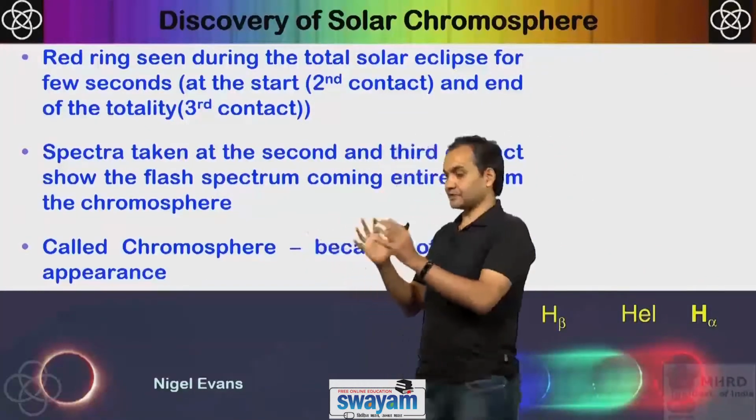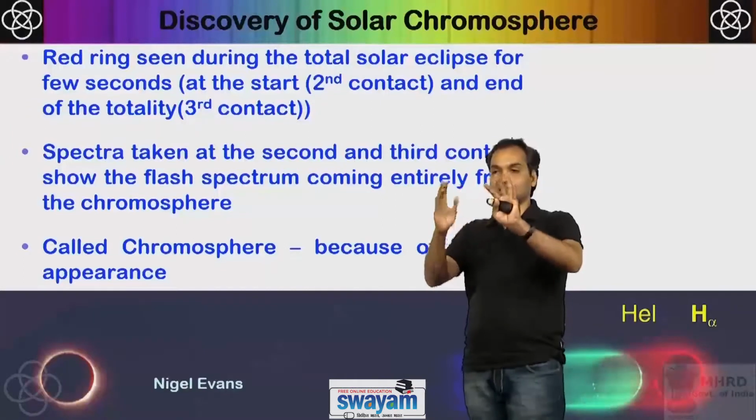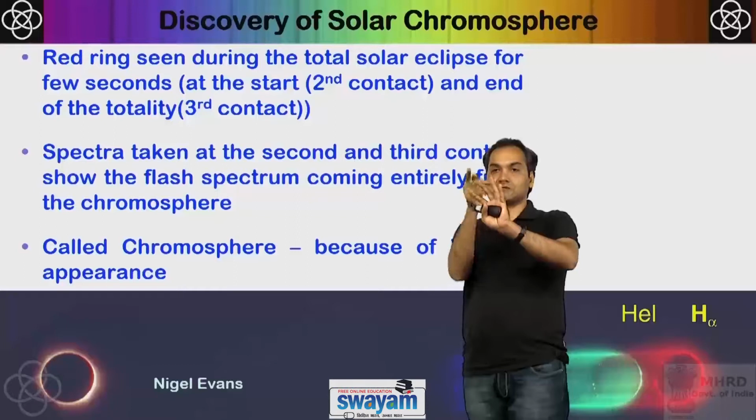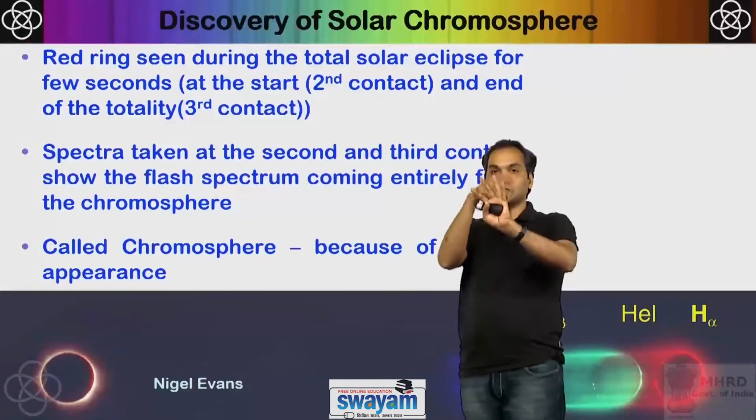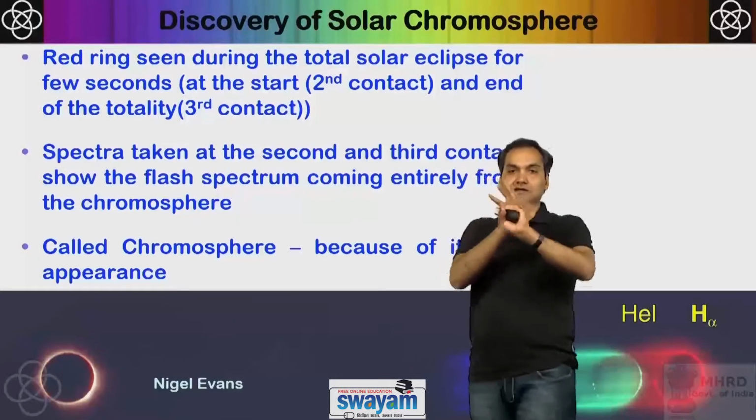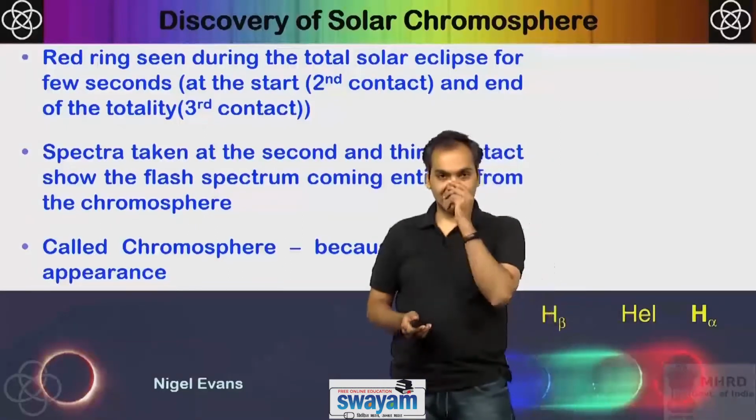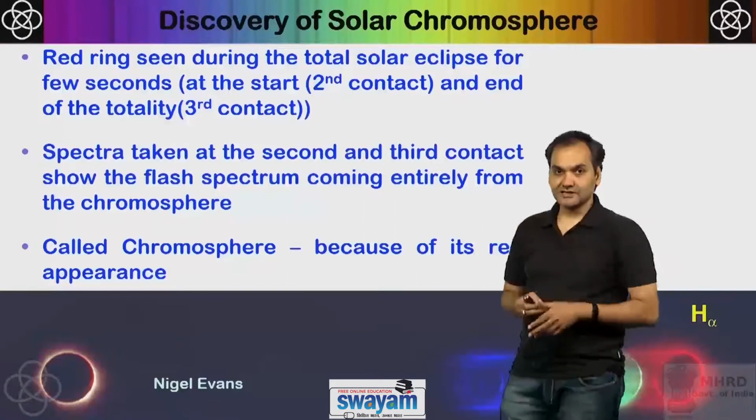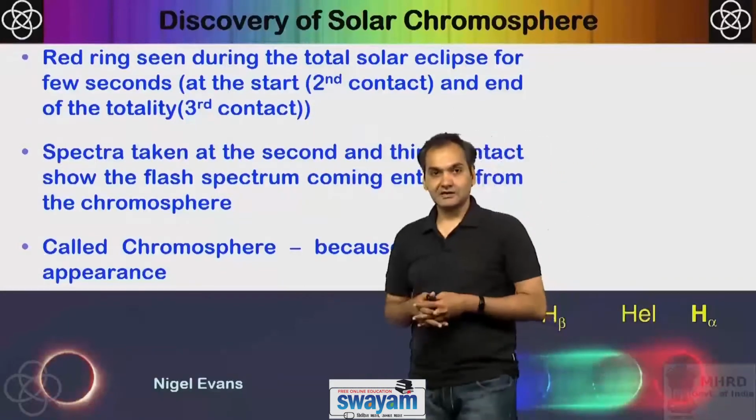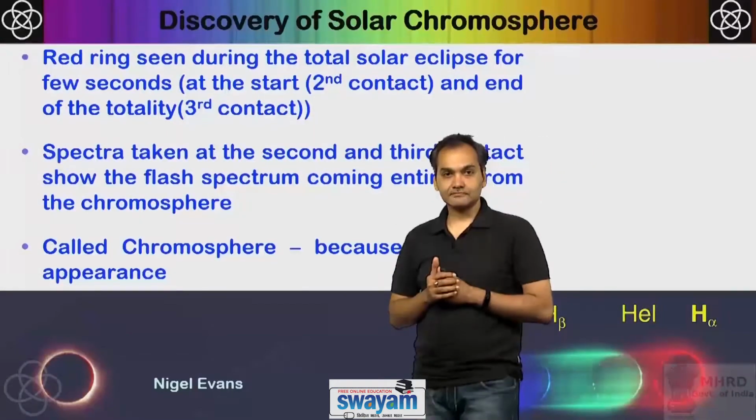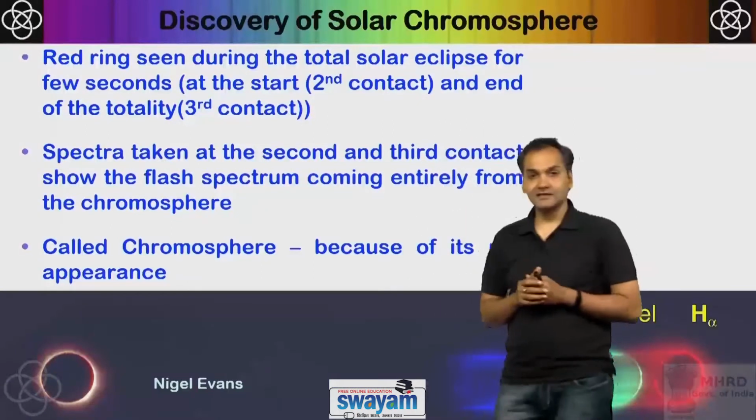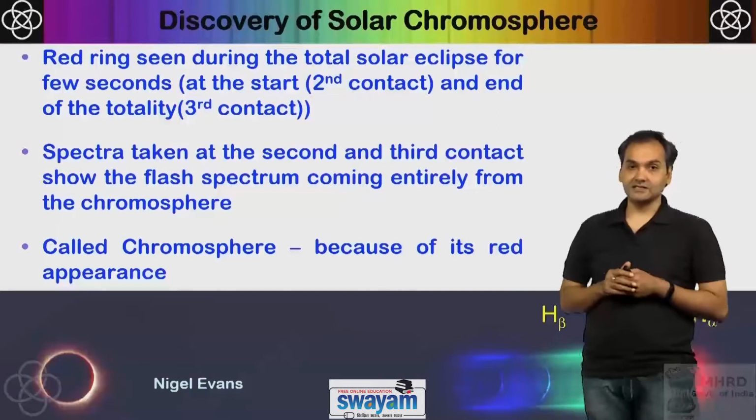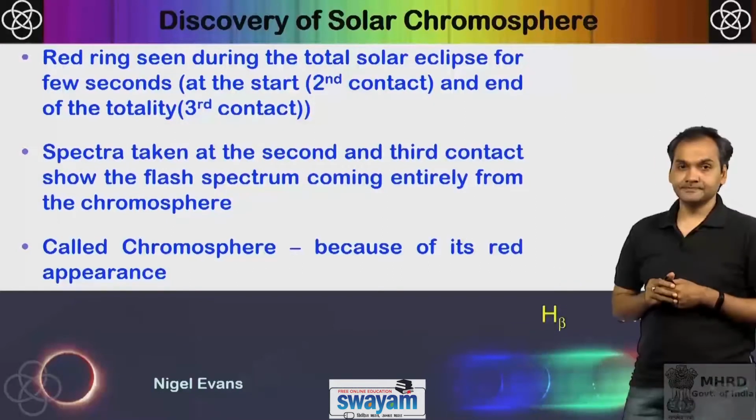So, here you have the sun, the moon is coming, that is the first contact, and then you have the second contact. Then you will see the full glorious ring around, and at the end of totality, at the third contact, you also see this red ring appearance around the disk. Since it appears red, and in Greek chrome means red, it is called the chromosphere of the sun.